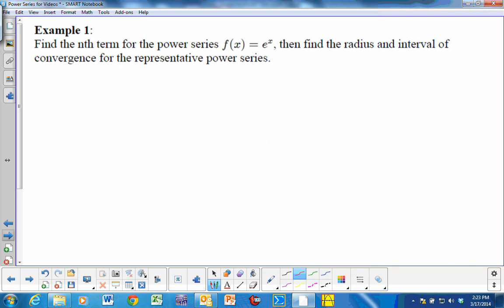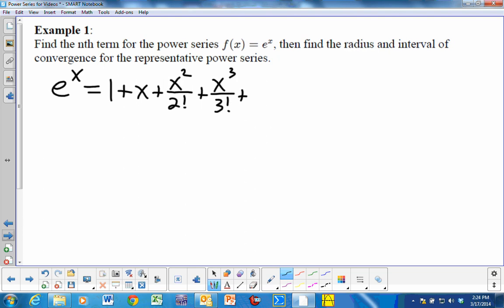Okay, so let's look at example 1 here. Example 1 says find the nth term for the power series for e to the x, and then find the radius and interval of convergence. So the nth term means we also want to write this in the general form, so not just the Maclaurin series. Well, this is a series we already know, so we're not going to go through and generate this one because we've done this several times. This is one of those that you will need to memorize because you will use it quite often.